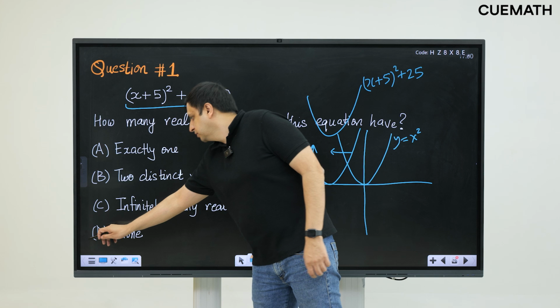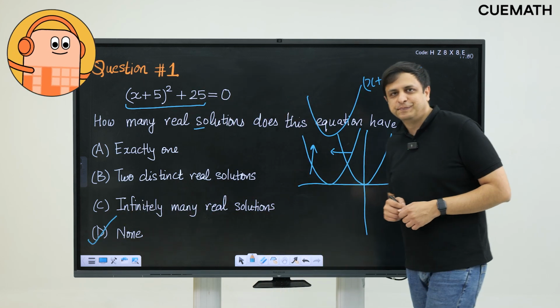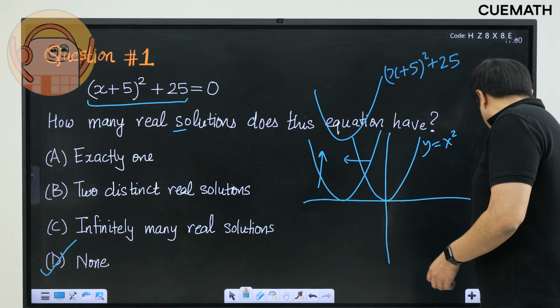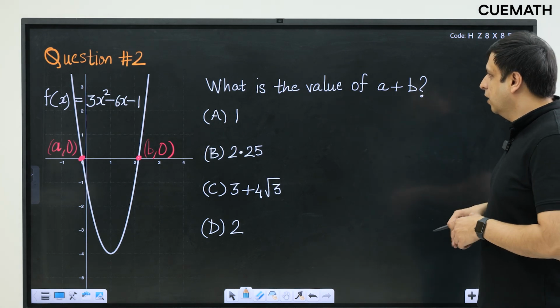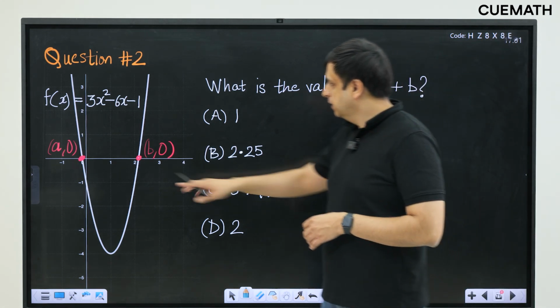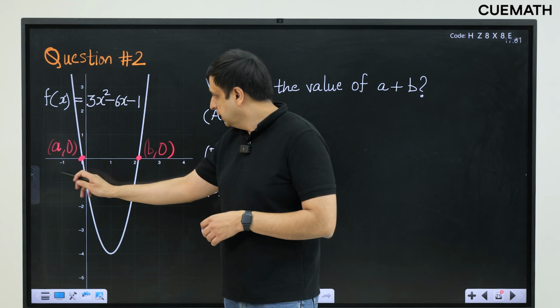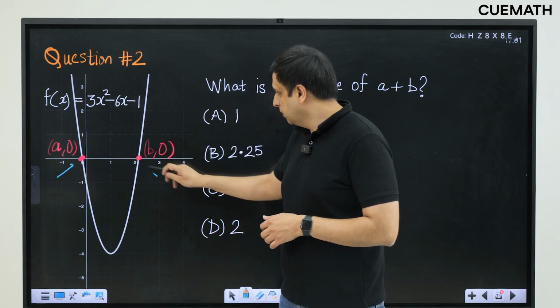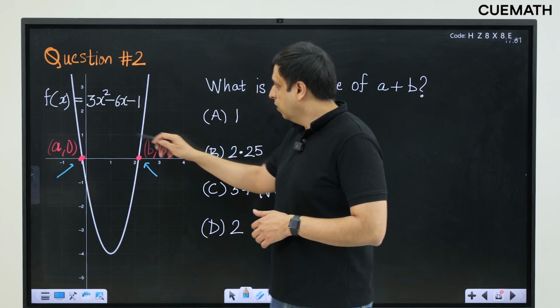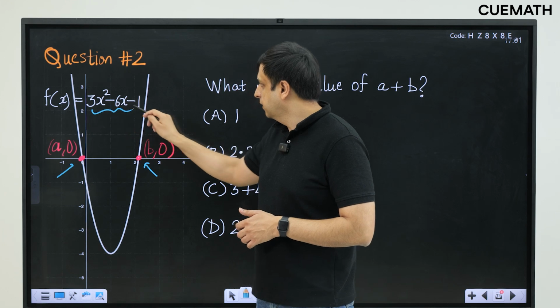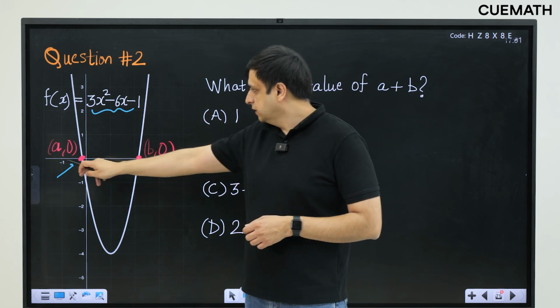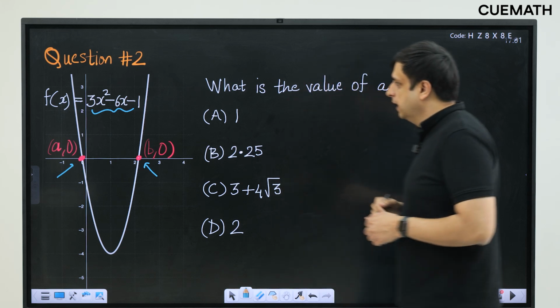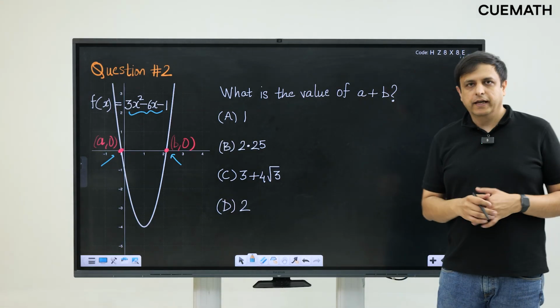So the correct option here is option D. Okay, now let's go to the next question, which says what is the value of a + b, where you have these 2 points (a, 0) and (b, 0) on this graph of the quadratic function 3x^2 - 6x - 1. So you have this graph, you have these 2 points, and you have to find the value of a + b.